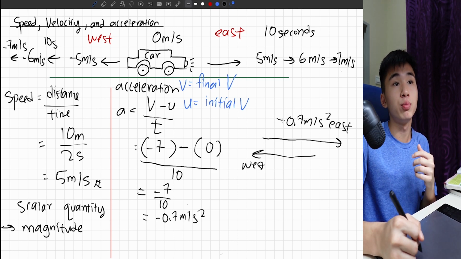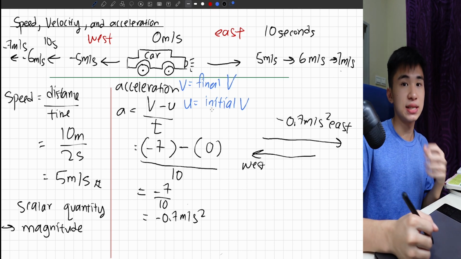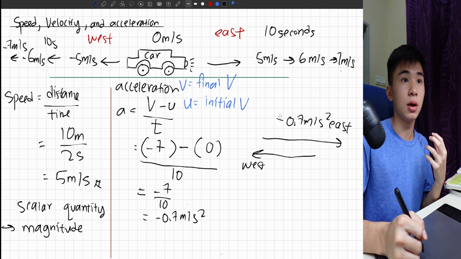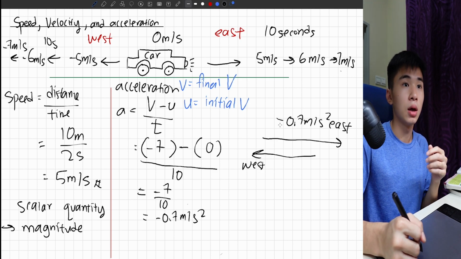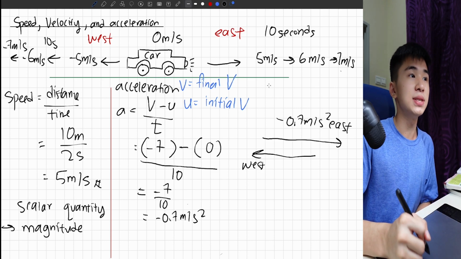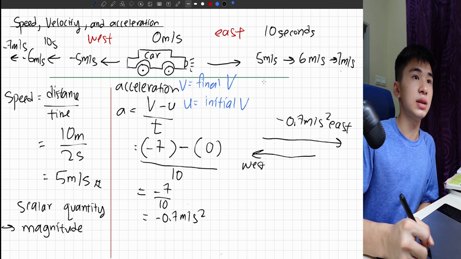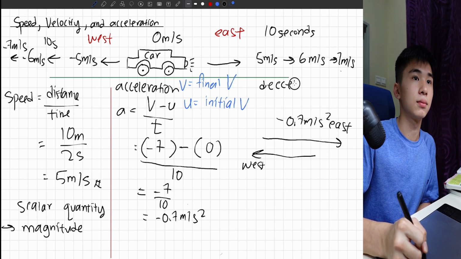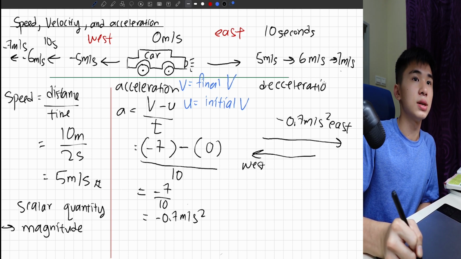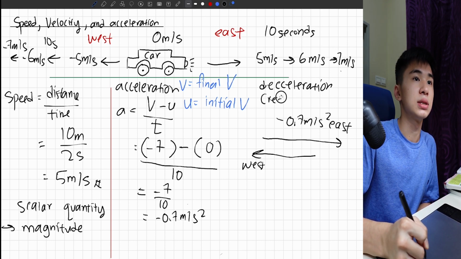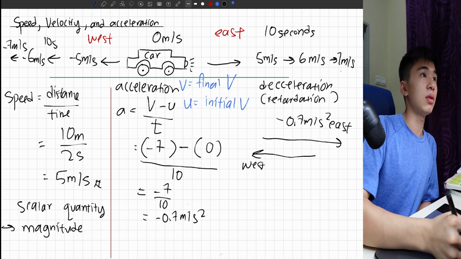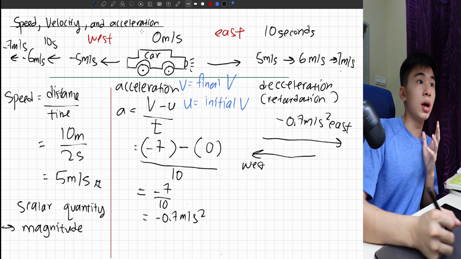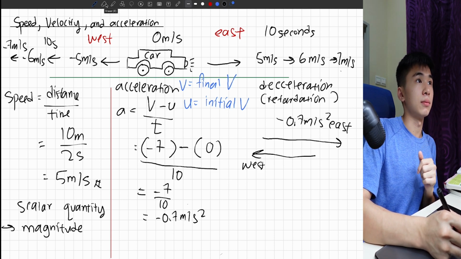But if you do not want to put the negative sign, we can't say that it is accelerating at 0.7 meters per second squared to the east, right? But the opposite of acceleration is deceleration. Okay, or some people call it retardation. It is basically the same thing, but it is opposite to acceleration.